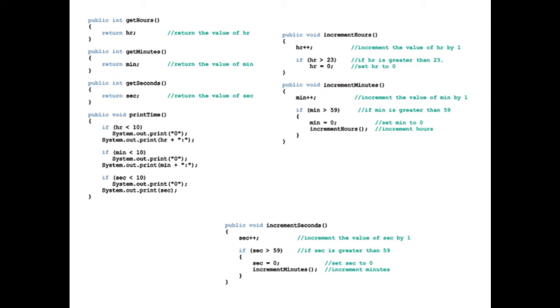Public void incrementHours. hr++. We increment the value of hr by 1. If hr is greater than 23, we set hr equal to 0. For example, if hr is 24, then hr's value is 0.